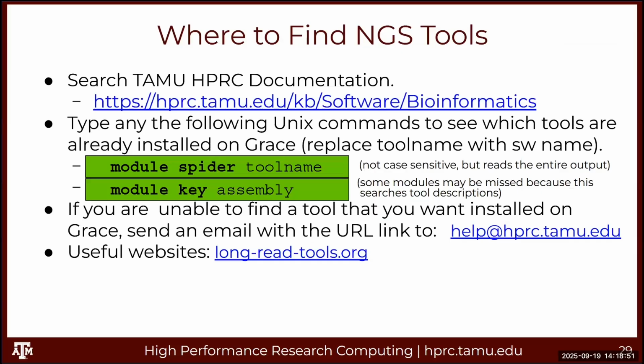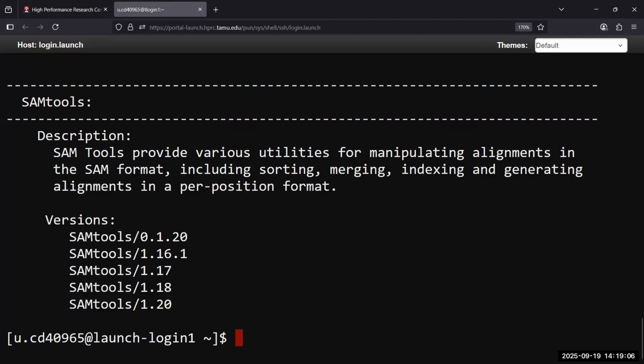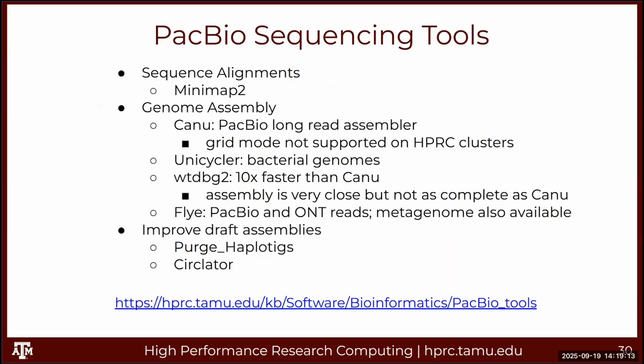You can also use module key and type in the word assembly. It'll search the description. If you're doing genome assembly and you want to search for what modules are available, module key assembly. Any questions on that? Module spider, okay, that doesn't mean you loaded anything. That just means you're looking for software.